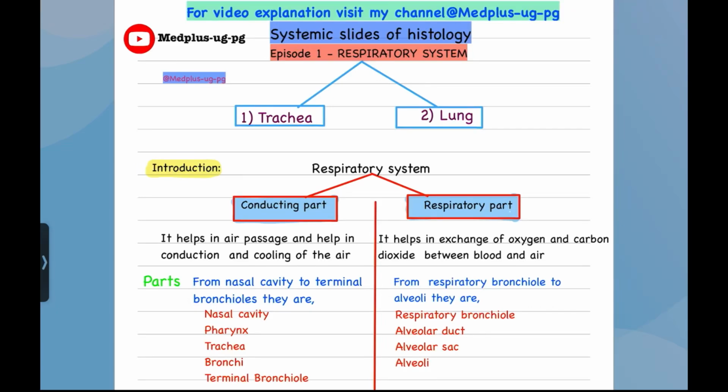Hello guys, so now we will start with the systemic histology slides. In this we will cover all the systemic slides in the 9 episodes. We will study these different systems.